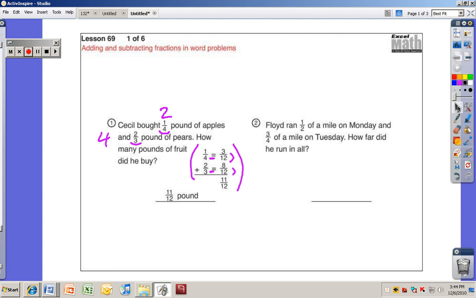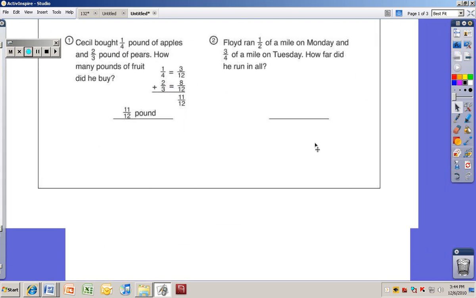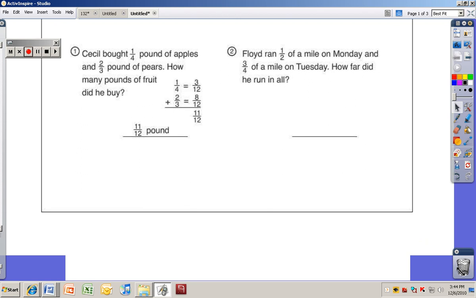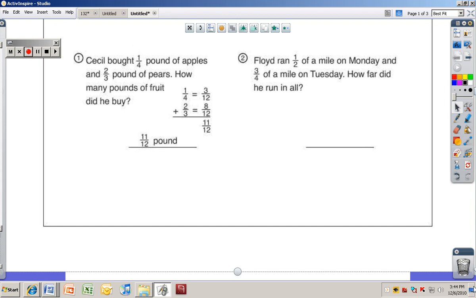Let me make this a little bit bigger so we can see it. And I write the 12 for both of those. And then what I'm going to do is multiply this times whatever it takes to get 12. And 4 times 3 is 12, so 1 times 3 is 3. Here, to go from 3 to 12, I'm going to do times 4. So 2 times 4 is 8. And then I'm adding them together. 3/12 and 8/12 makes 11/12.